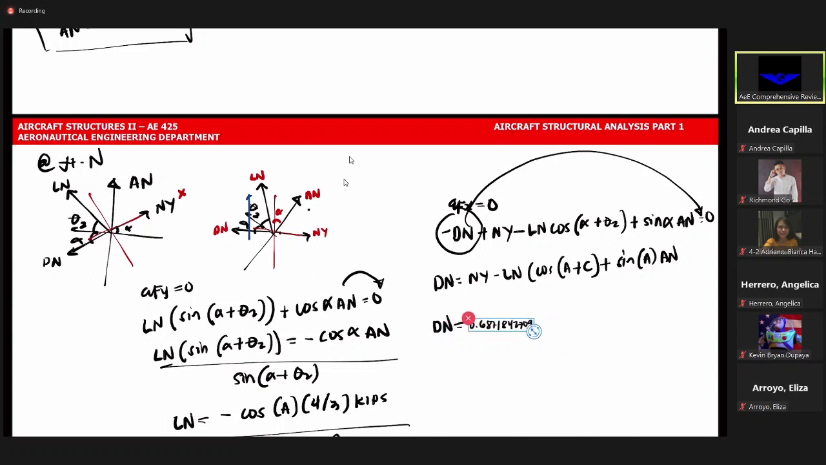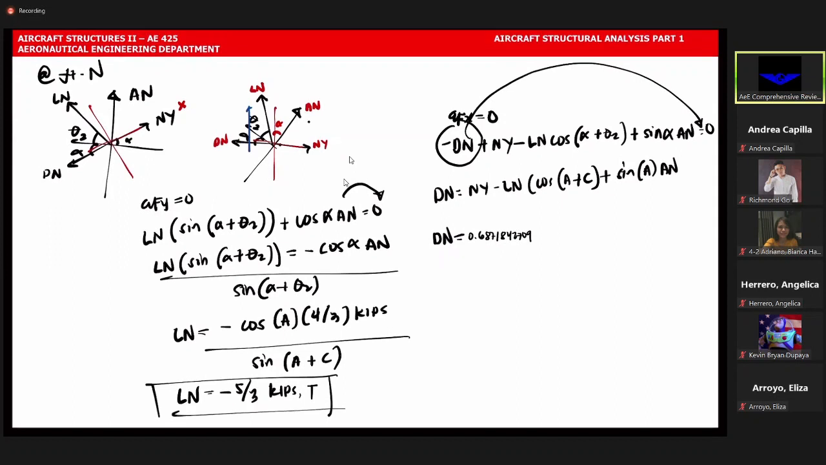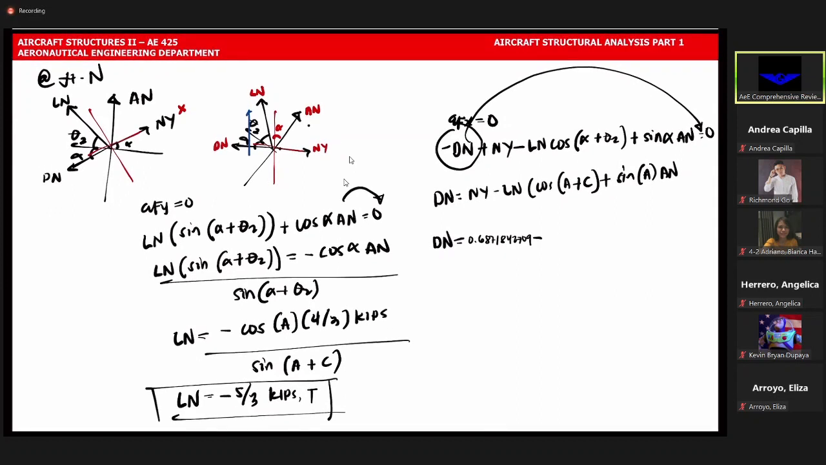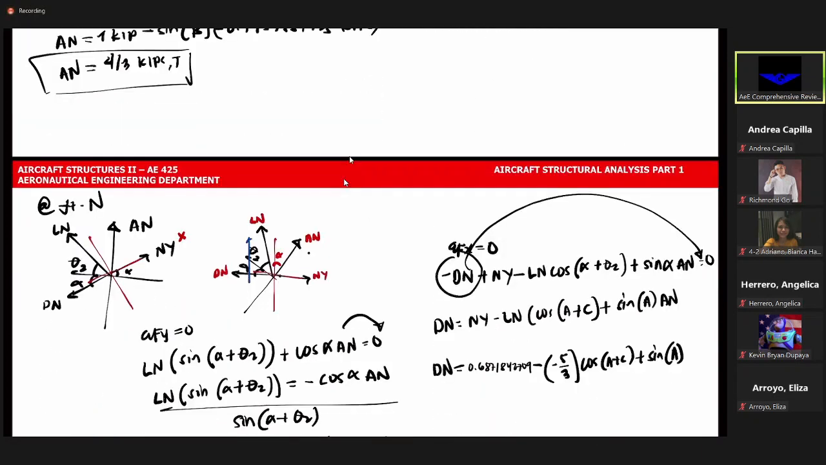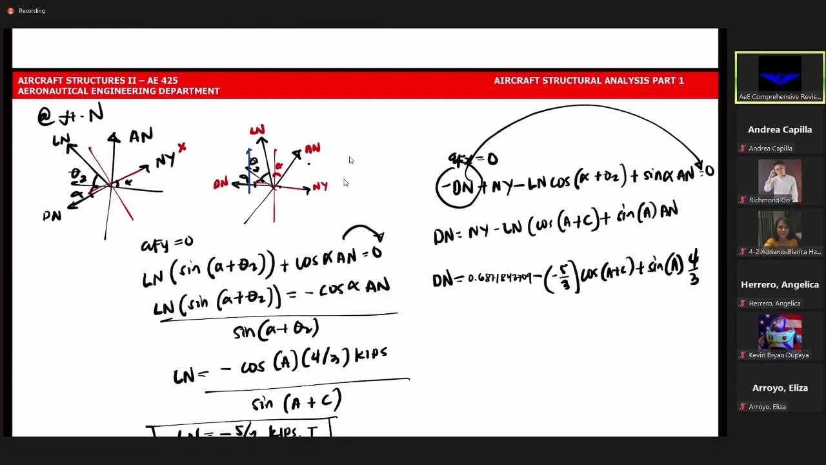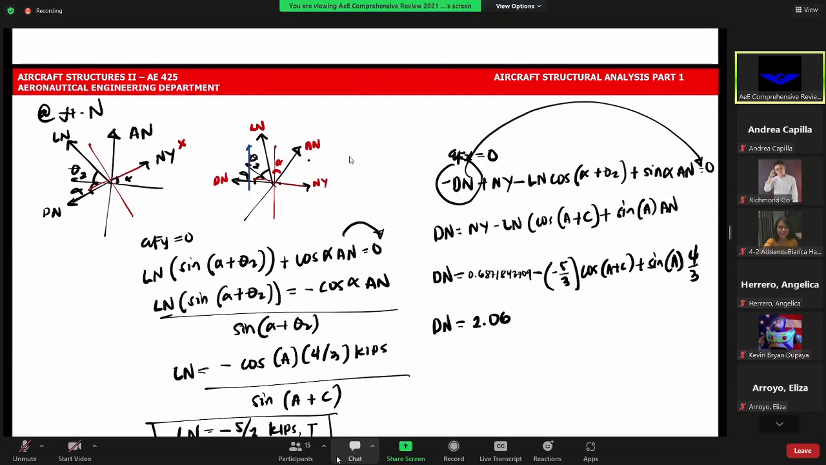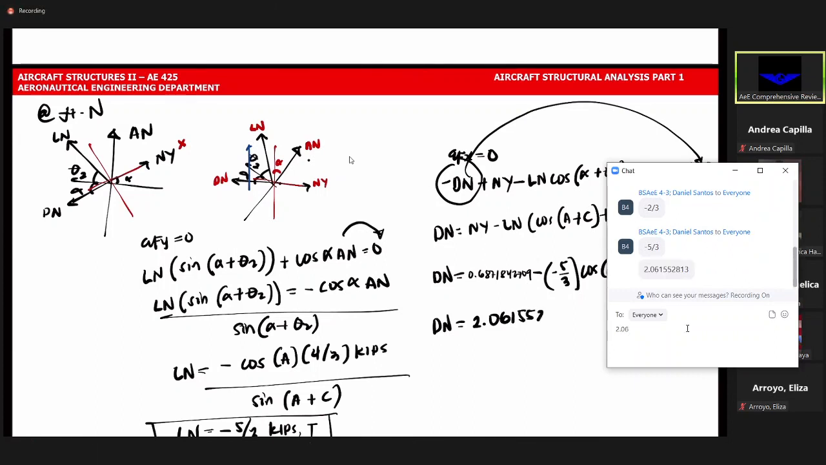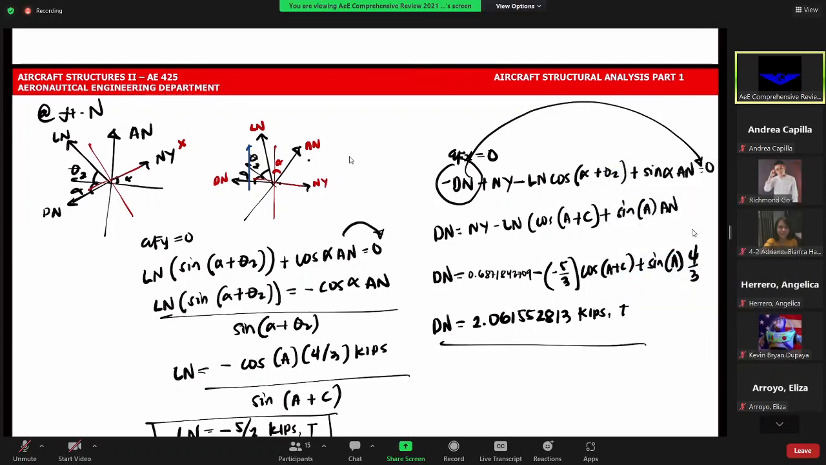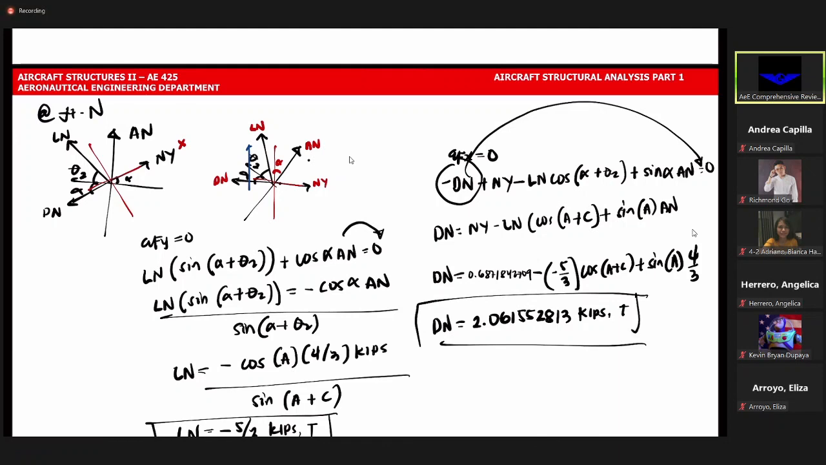Okay, so yan yung ating NY. LN natin. So, meron tayong LN, negative 5/3, cosine alpha plus theta sub 2, plus sine alpha, AN natin is 4/3. So, anong DN natin? Okay, 2.06. Sa iba? May sumagot na dito, 2.06 kips tension. Okay? So, pare-parehas. So, yun.